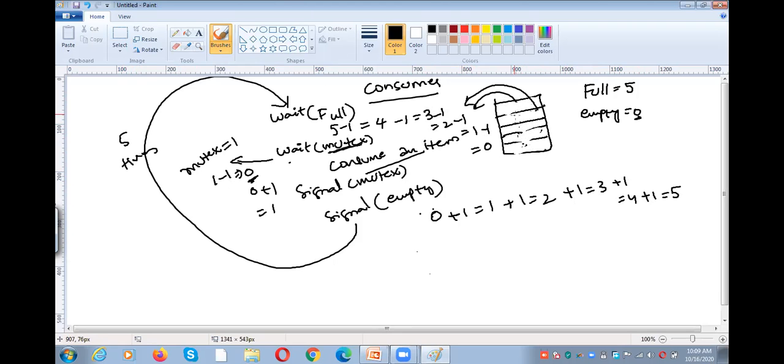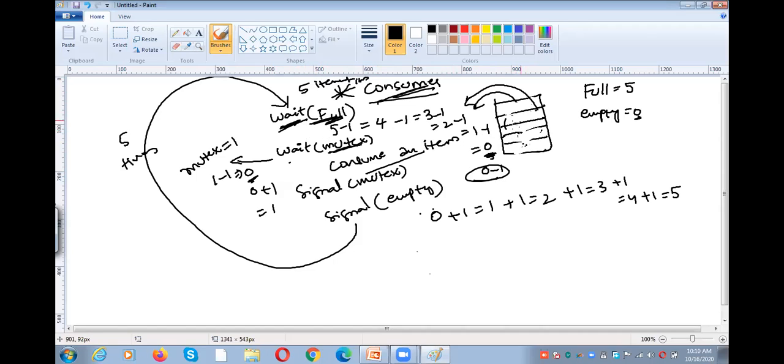After the 5 iterations, if you again try to perform the wait of full, what is the value of full? 0. So the buffer is empty. The consumer cannot perform wait of full after 5 iterations. Why? Because full is 0. 0 minus 1, we cannot perform. We cannot decrement the 0 value.